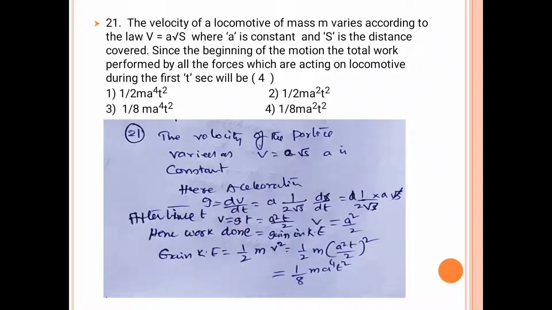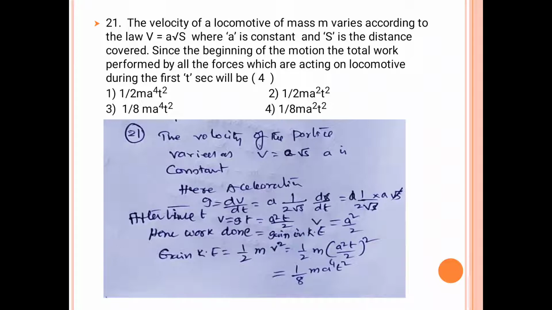At time t, v is equal to gt, that is equal to a square by 2 into t. That means the final velocity is equal to gt, as it starts from 0. So that's why v is equal to a square t by 2.